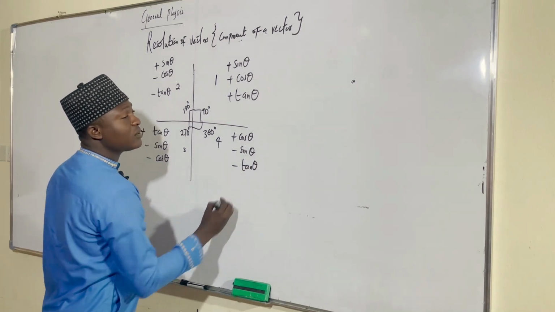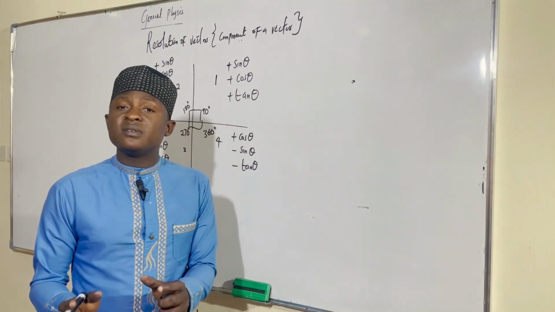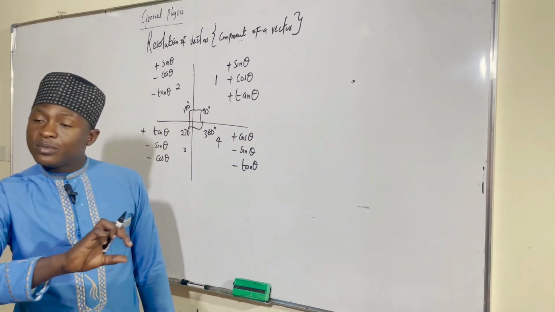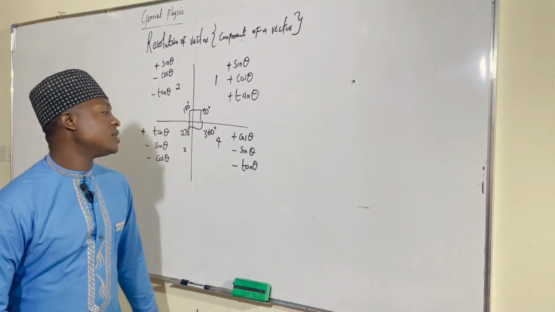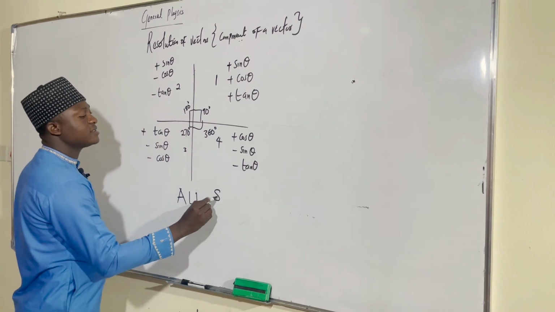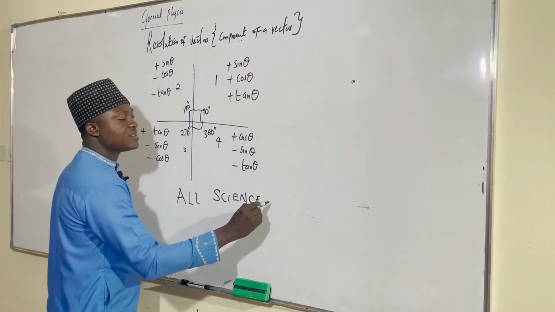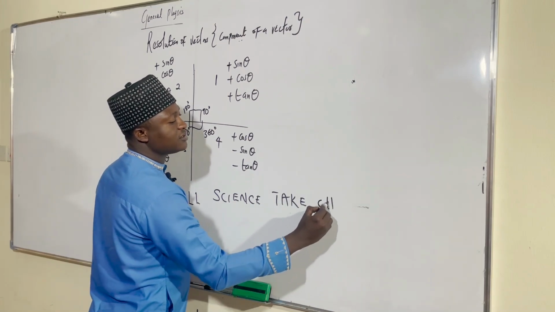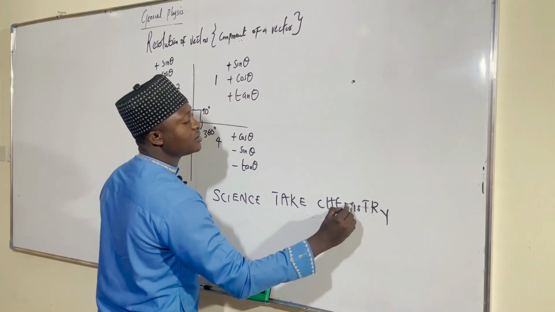But you know, this is medicine academia. You don't need to be cracking your brain. I will give you a simple acronym on how you can master this simple law. Once you know the acronym, no matter how you want to do the quadrants, just follow it this way: All Science Take Chemistry. It's a simple acronym for reading the quadrants instead of cracking your brain.